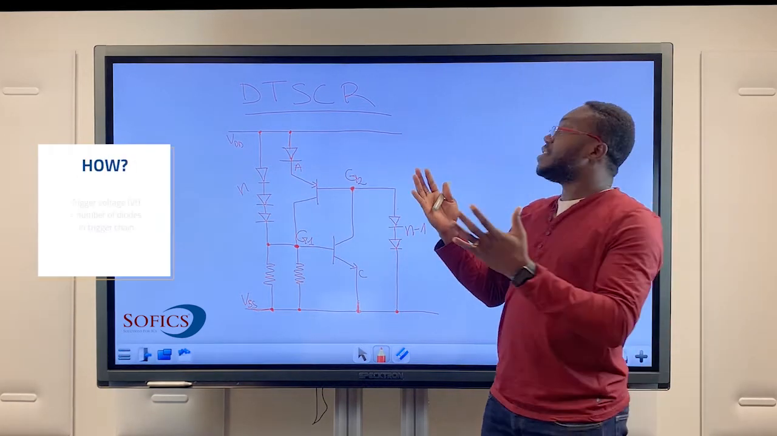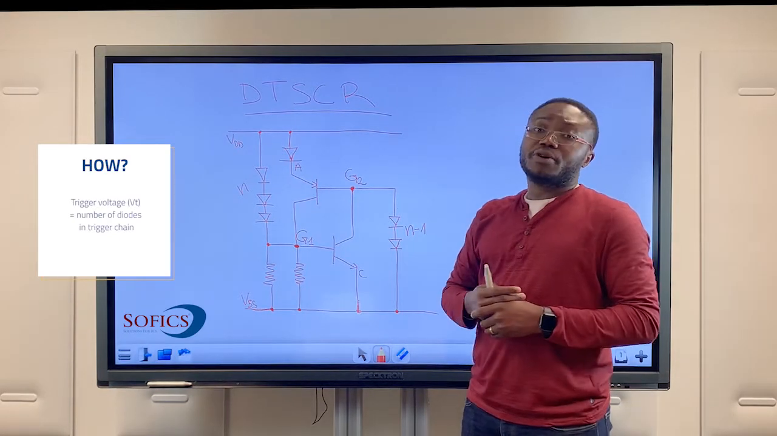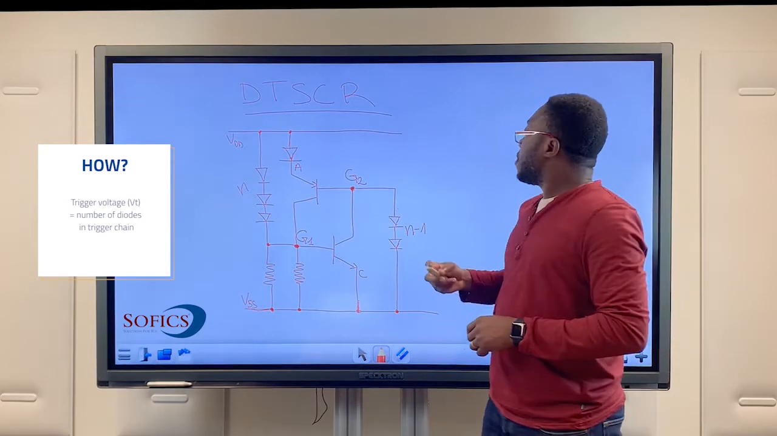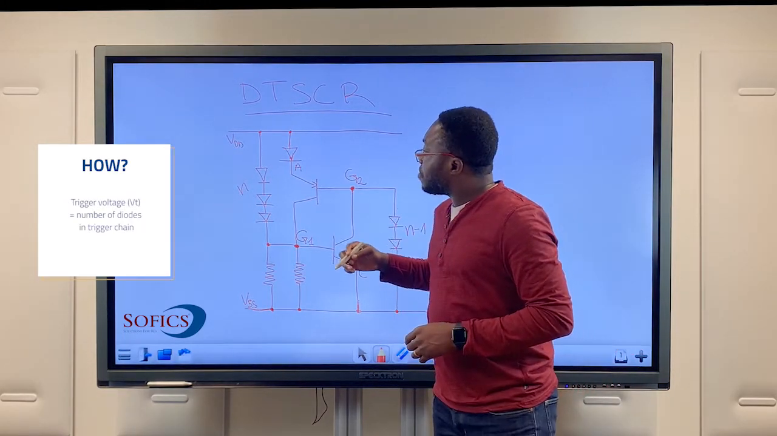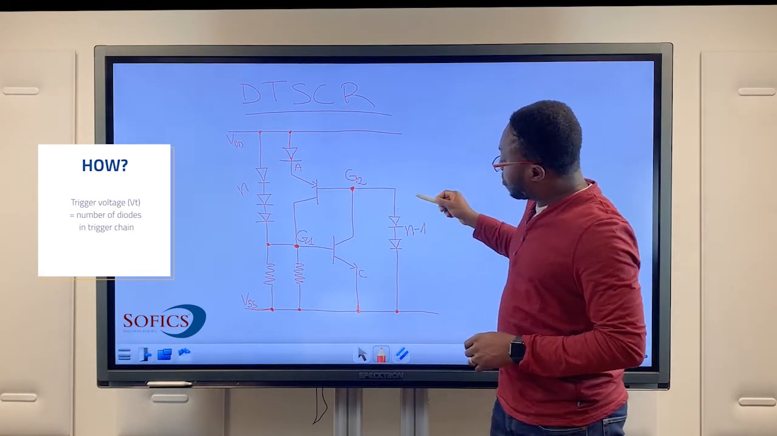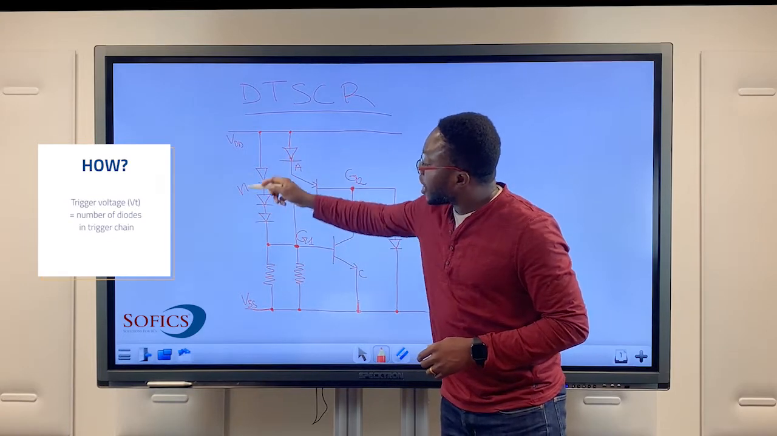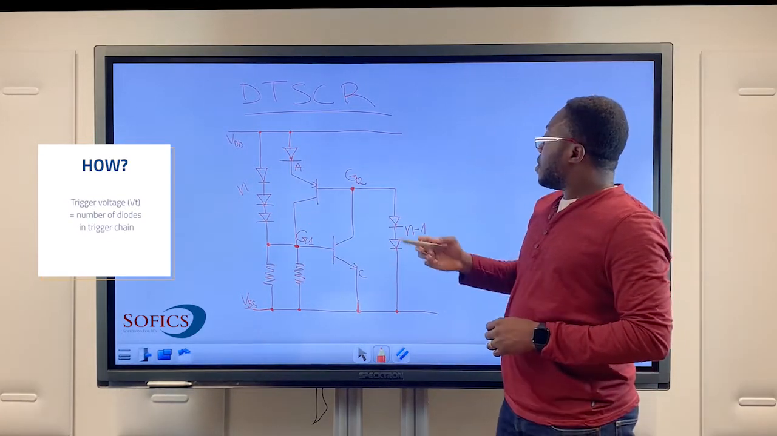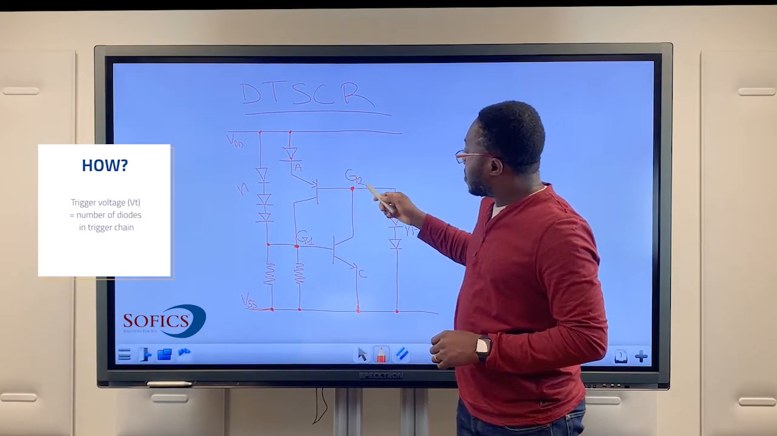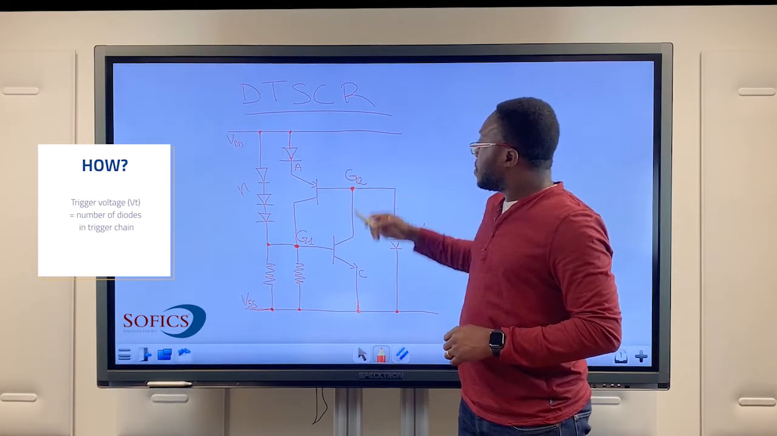Now, how does a DTSCR achieve this accurate control of its parameters? Well, take for example the triggering voltage. The triggering voltage can be controlled accurately by controlling the number of diodes which are included in the diode triggering chain, as shown here. Now, we note that there are two possibilities for triggering the SCR, that is either using trigger tap G1 or tap G2.